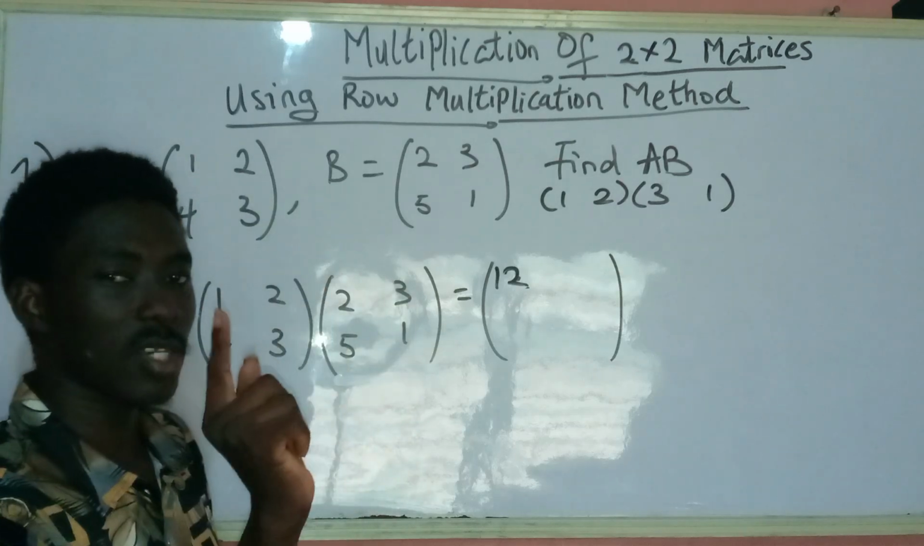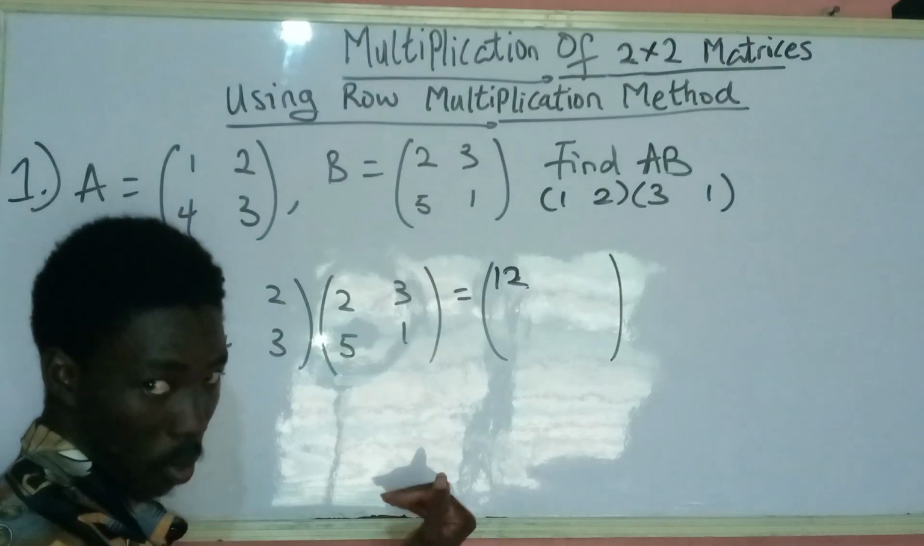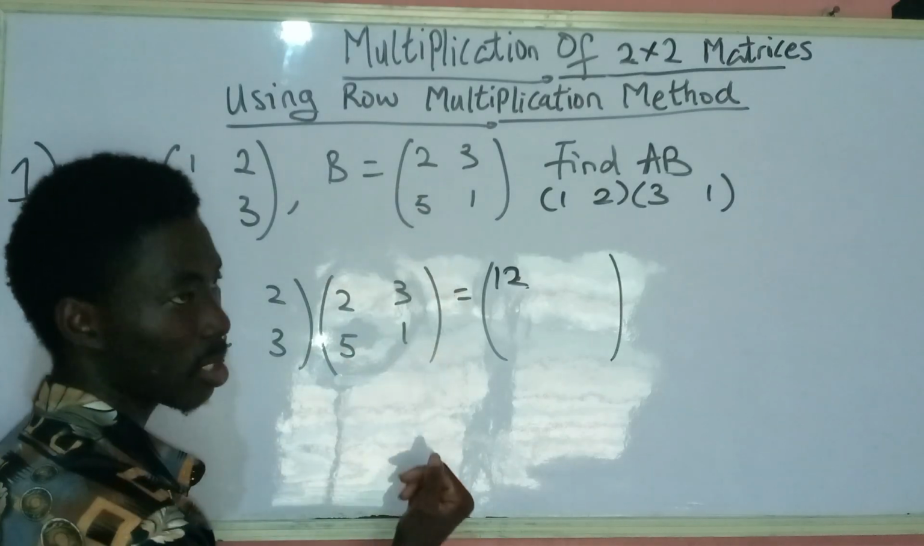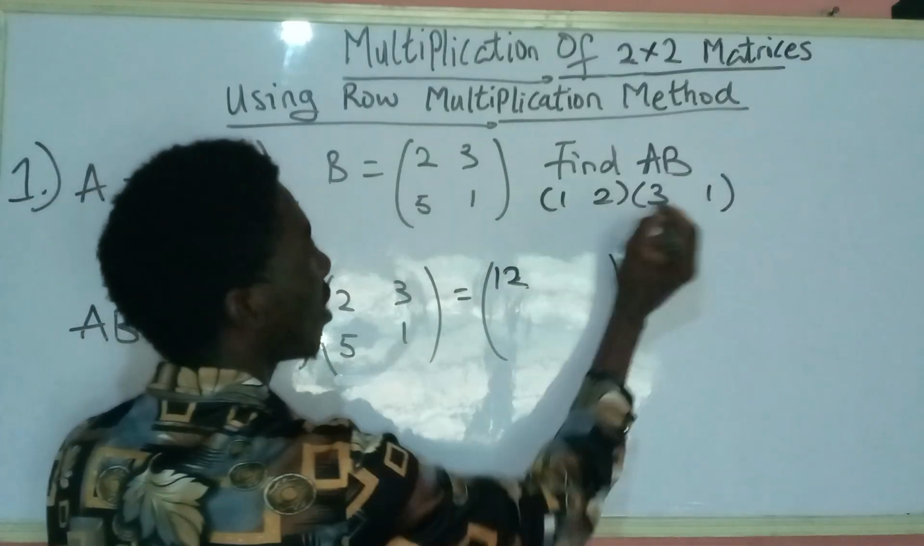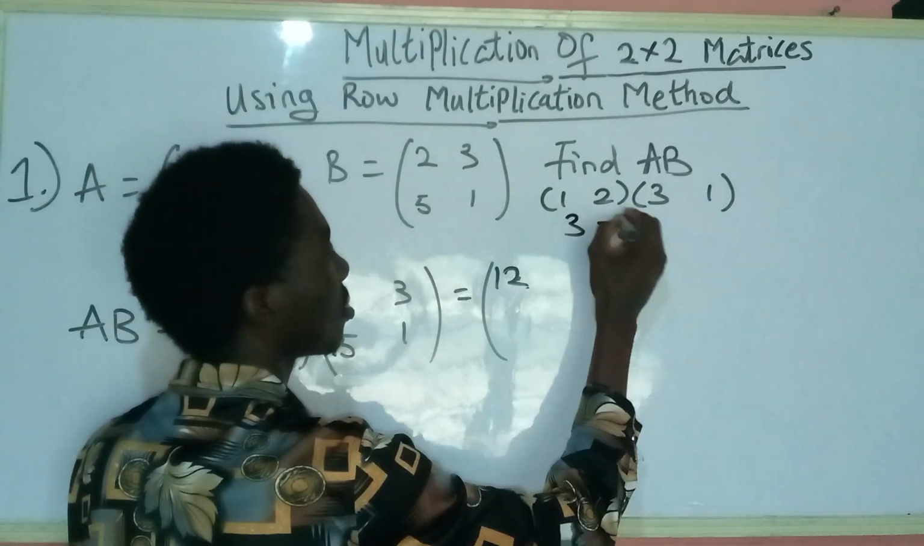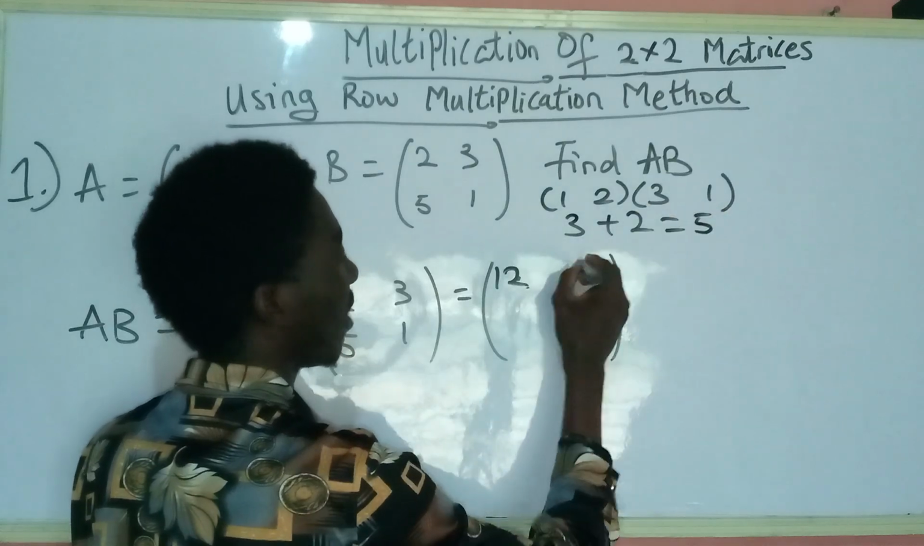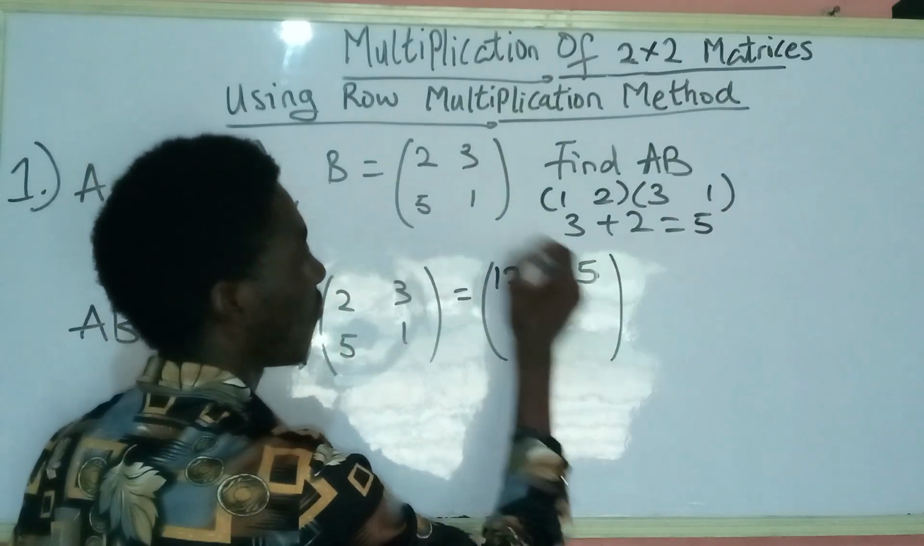So mind you, whenever you're taking your column, you count from up to down. So 3 1, not 1 3. So 3 1. So that will be 1 times 3 is 3. 2 times 1 is 2. That is 5. That means we get this 5.